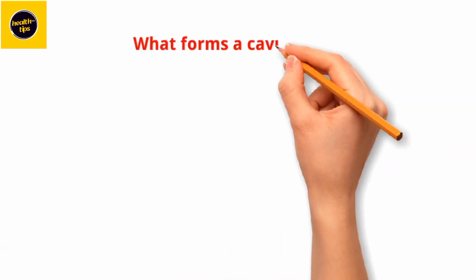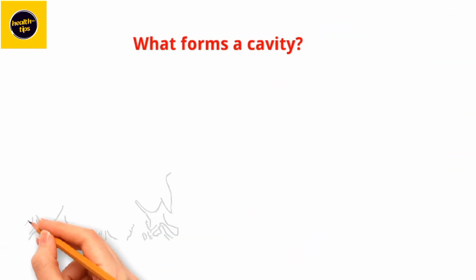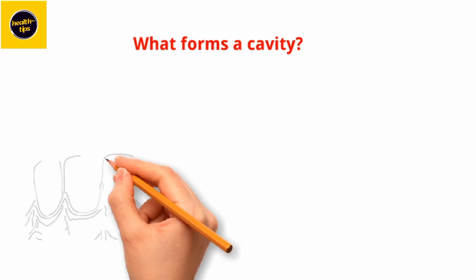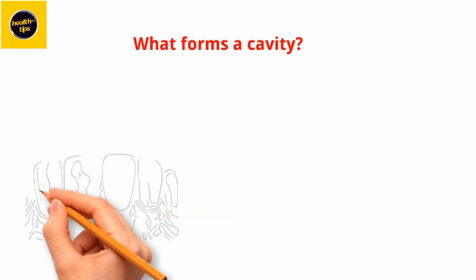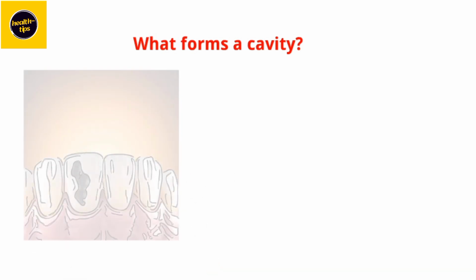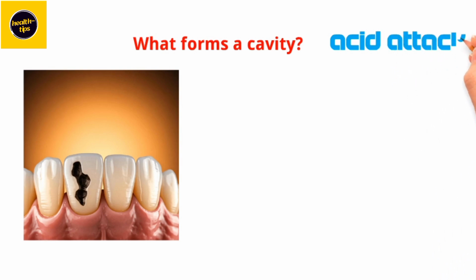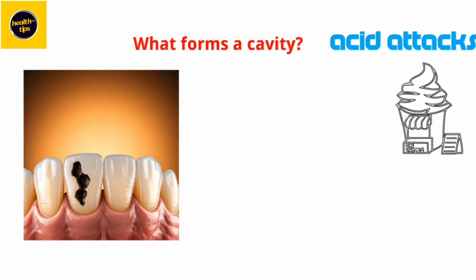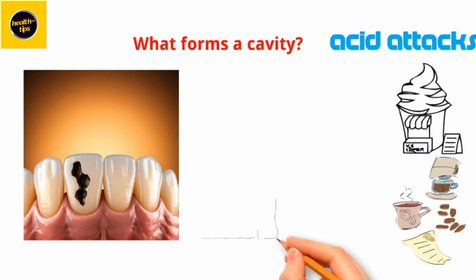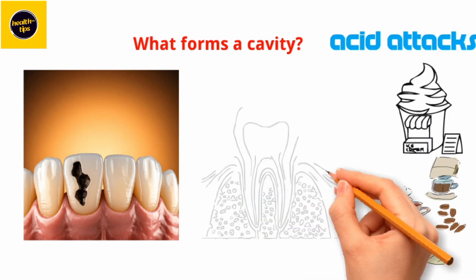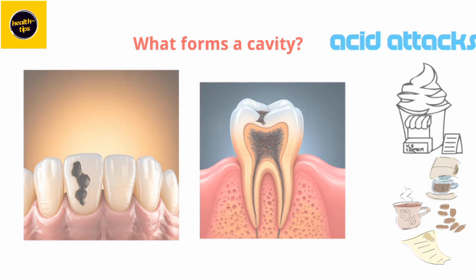What forms a cavity? Cavities don't just appear overnight. They form when your teeth lose their protective enamel, which is like a mineral-rich skeleton. This weakening happens due to acid attacks, whether from food, drink, or bacteria. Once the enamel is compromised, a cavity can start to form.